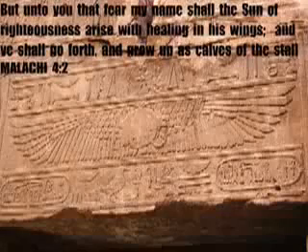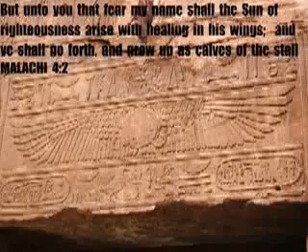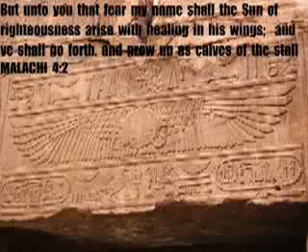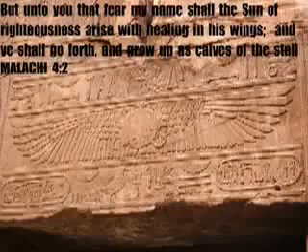Now, as we move to the next slide, it says, "But unto you that fear my name shall the Son of righteousness arise with healing in his wings, and ye shall go forth and grow up as calves of the stall." Malachi 4, verse 2. And you must look at this verse, because Son is spelled with a capital S, meaning that it is a person. And righteousness will arise with healing in his wings. They stole it right up off the wall. You can't get no more clear than that.